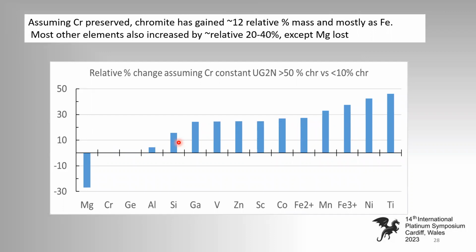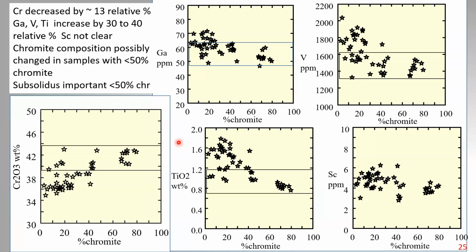I didn't change the chrome. Assuming chrome constant. Well, no, but hold on. Sorry. All right. Well, you're assuming it there, but earlier on, just before that, you were saying that the chrome content of the chromite is changing, and therefore you can't trust it in the lower chromite abundance rocks. So you said that, but then yeah, exactly.